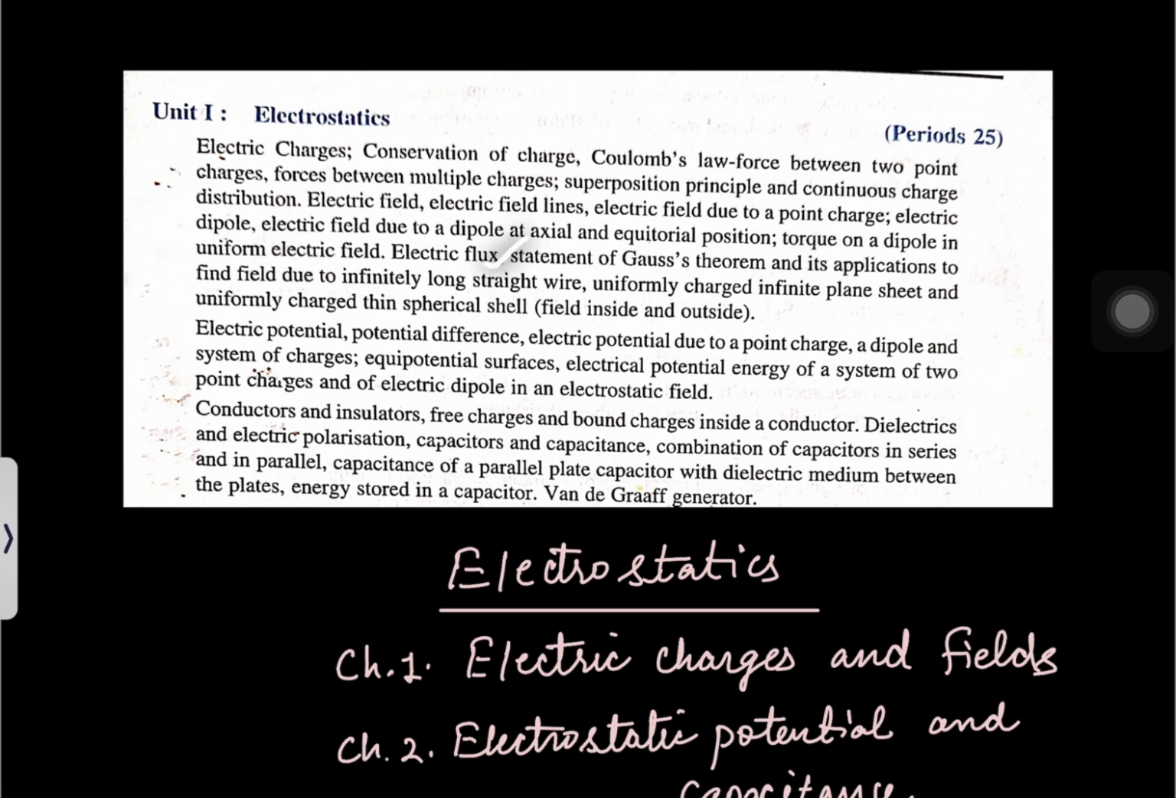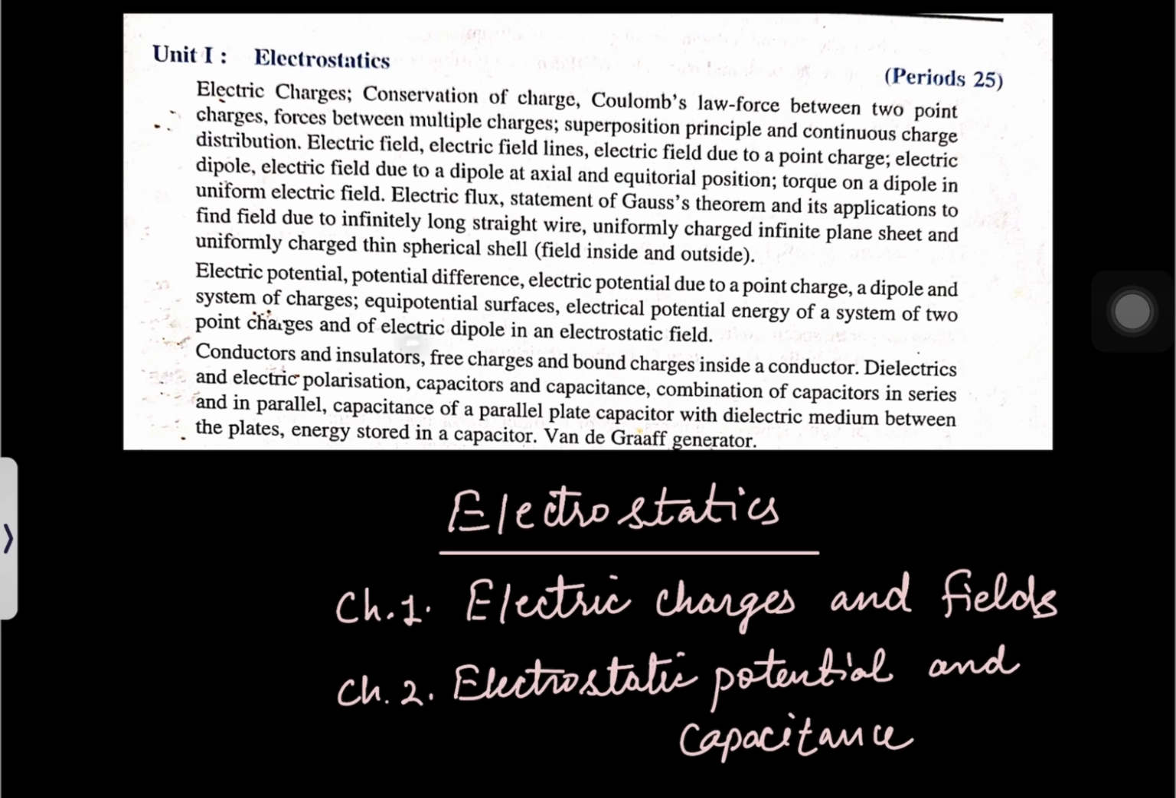field, electric flux, statement of Gauss theorem, and its application to find the field due to infinitely long straight wire, uniformly charged infinite plane sheet, uniformly charged thin spherical shell, the shell in which the charge is filled inside and outside as well, electric potential, potential difference, electric potential due to a point charge, dipole, system of charges, equipotential surfaces, electrical potential energy of the system of 2 point charges, and of electric dipole in electrostatic field.